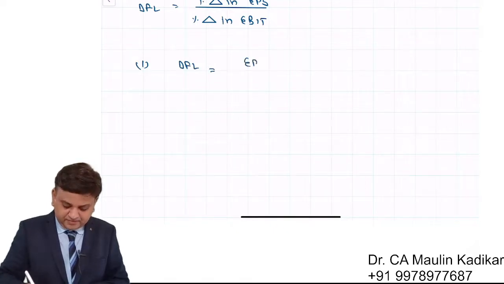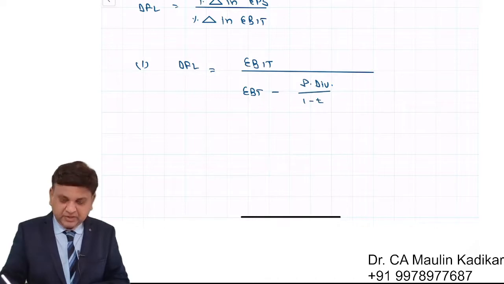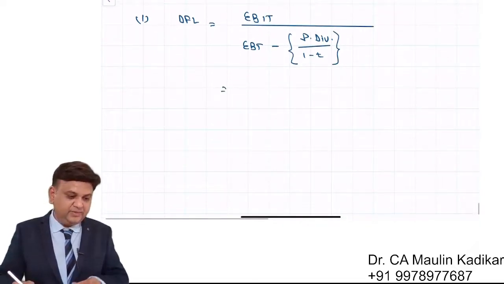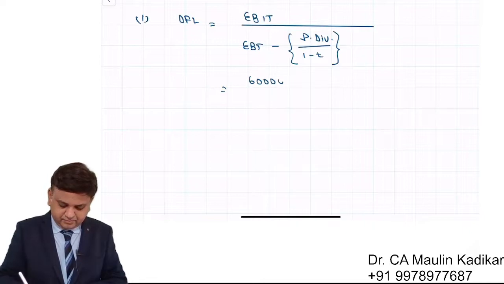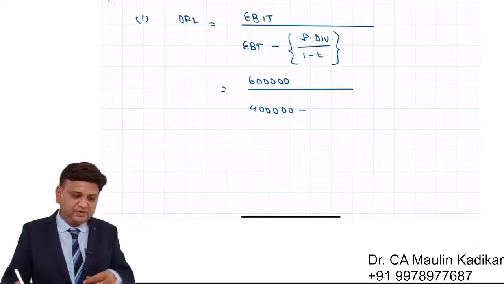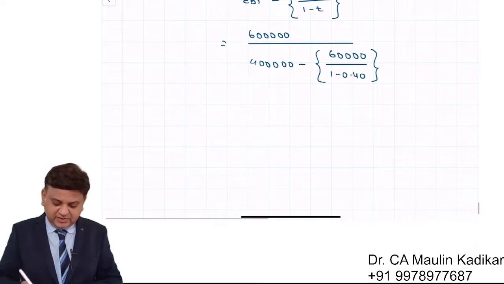Degree of financial leverage is EBIT upon EBT minus preference dividend, divided by 1 minus tax rate. The amount of the EBIT is 6 lakhs. Amount of EBT is 4 lakhs, minus preference dividend is 60,000, divided by 1 minus 0.4. So 60,000 divided by 0.6 is 1 lakh.